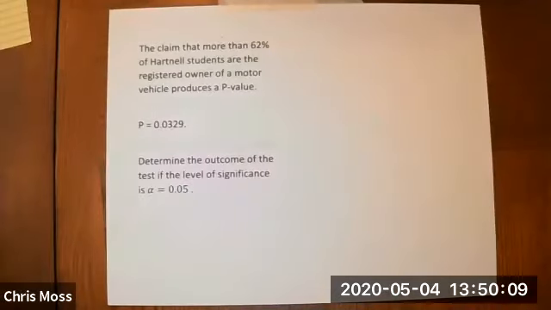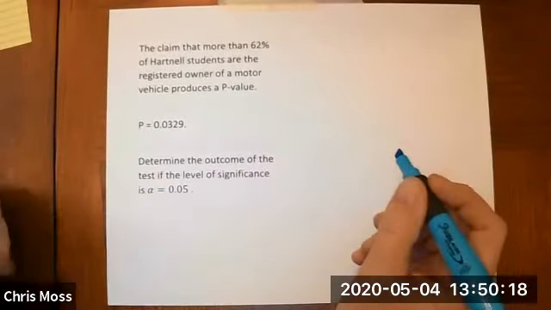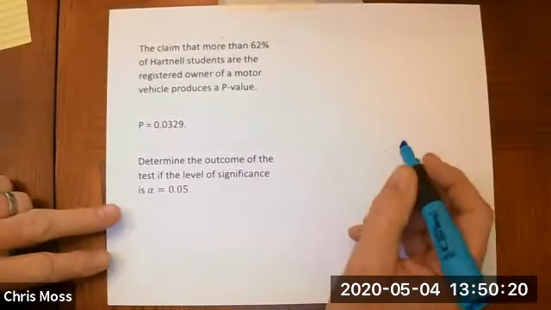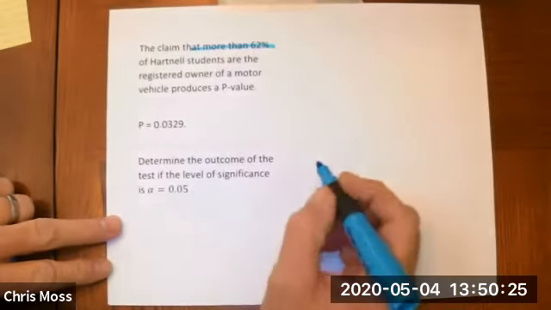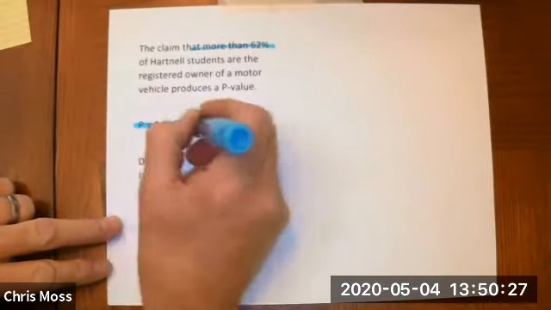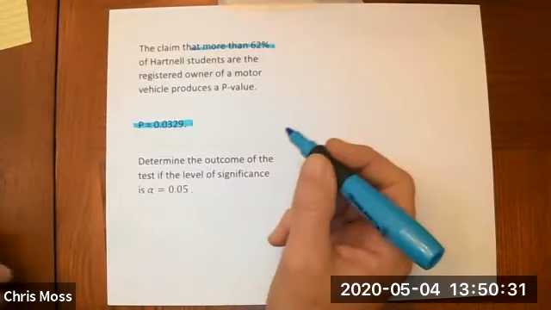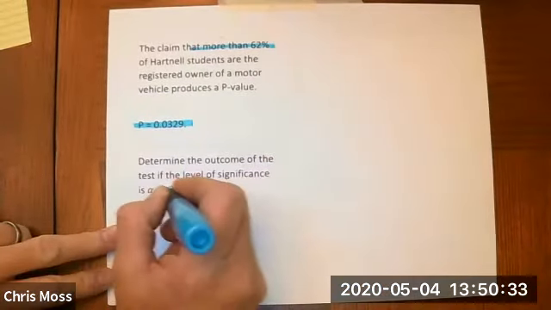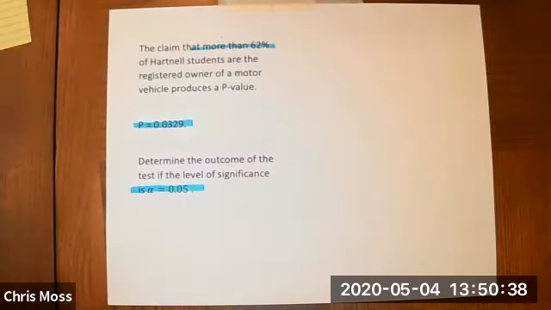I wrote these out to see if that helps the process. So we have a claim that more than 62% of Hartnell students are registered owners of a motor vehicle, and that produces a particular p-value. So we have a claim, more than 62%, and we have a p-value. And we want to determine the outcome of the test if the level of significance, that's the chance of a mistaken null hypothesis, is equal to 0.05.